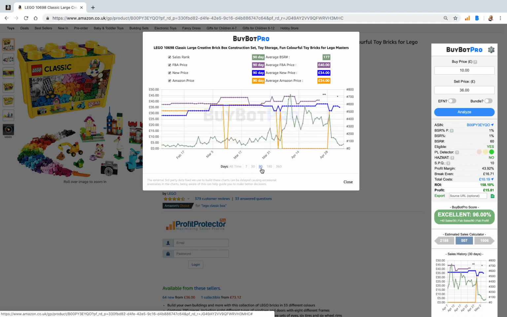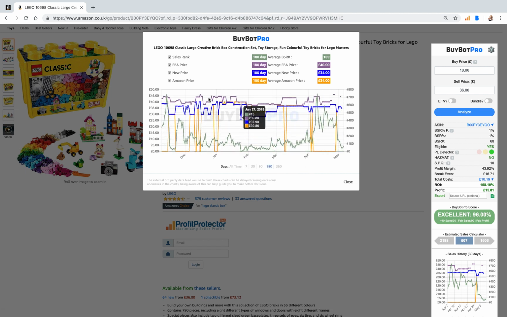So let's say we were going to buy this deal. Let's have a look. If we want to have a look at the price of this deal and what's happening and read the data on this chart, the green line is the sales rank. That's talking about how quickly the product sells. The yellow is Amazon, that's Amazon price and when Amazon are in stock. The blue is the new price, so potentially MF sellers without P&P. And the purple is the FBA price.